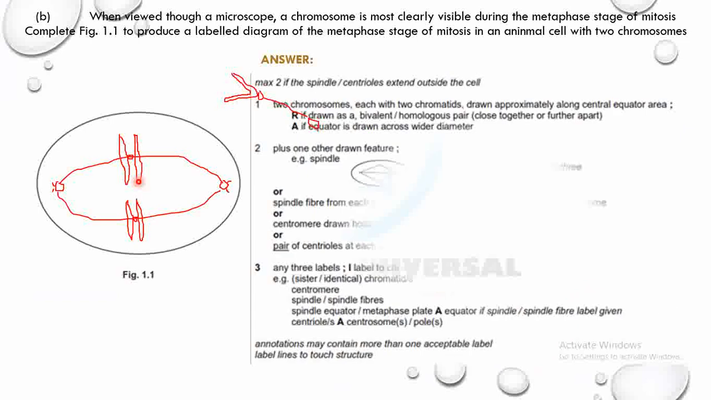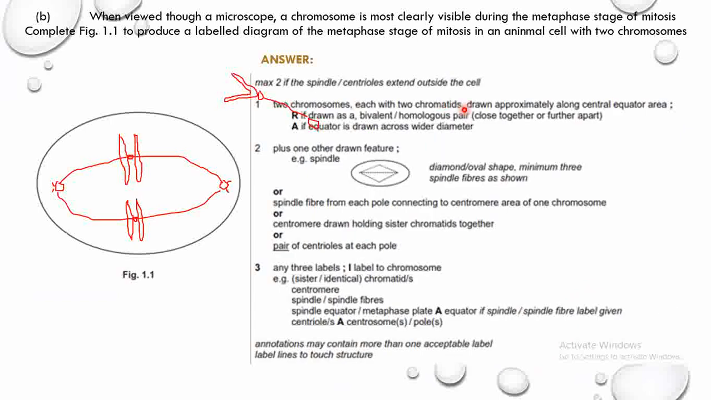Okay, look at what they said here. Two chromosomes, each of two chromatids, drawn opposite along the central equator. That's what we've done now. Plus one drawn feature. Now they want us to label. You can label it: this is centromere, sister chromatid. This is spindle. That's the centromere joining them. These are two sister chromatids, and all of that aligns at the equator.